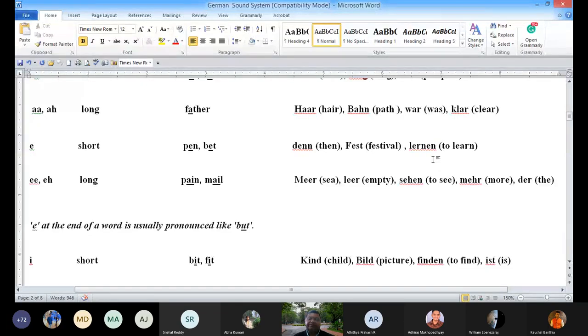Up to here it is clear to everybody, or if you have any doubt, please ask. Sir, SEHEN is pronounced Zain. How is ZEHN pronounced? Why are you jumping ahead? I have not come to the consonants yet. Just have patience. I have started with the vowels. When I come to the consonants part, then I will explain.